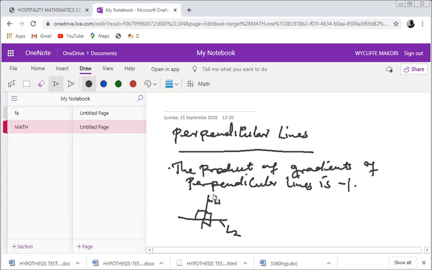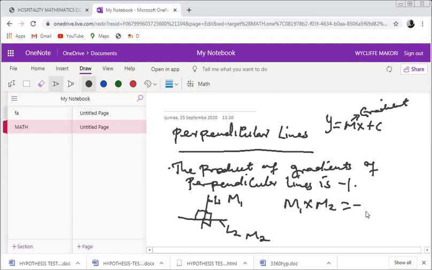So if, for example, we have the gradient of this line, which we can refer to as m1, because we know the equation of a line is given by y equals mx plus c, where m is the gradient. Therefore, if we have the gradient for this line as m1 and we have the gradient for line L2, which is now given as m2, if we multiply the two gradients, m1 times m2, this product must give you -1. That is what we mean here. The product of the gradients of perpendicular lines is -1. You multiply the gradient of this line times the gradient of this line, then they should give you -1 if, after all, those lines are perpendicular.